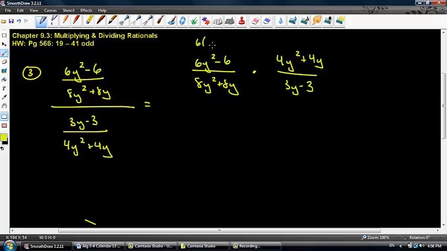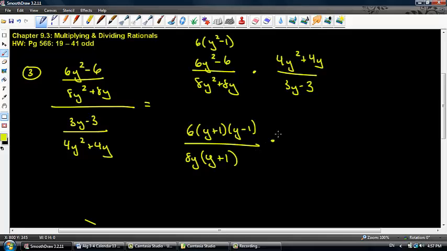Pull a 6 out of the top, and that's y squared minus 1. That can be refactored into 6 times y plus 1, y minus 1, over, factor out an 8y here, I get y plus 1, times, factor out a 4y, I get not y squared, y plus 1, and then I get 3 times y minus 1.